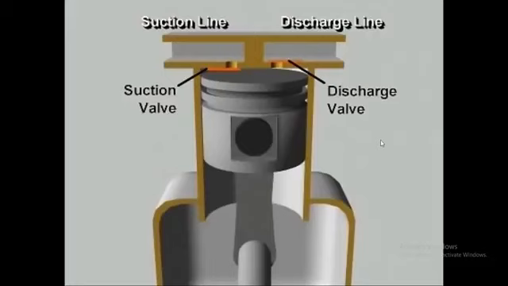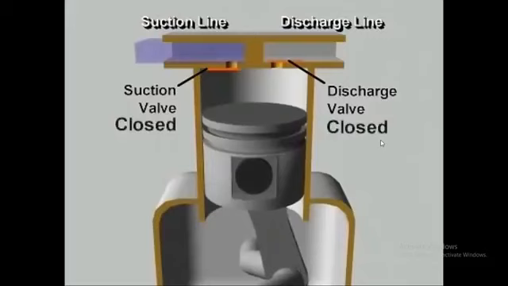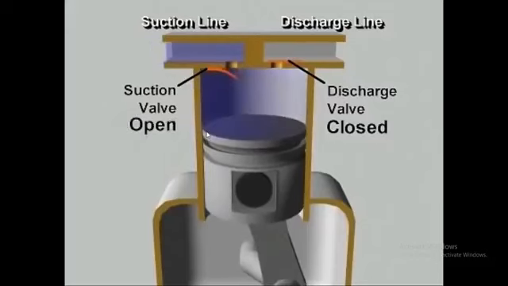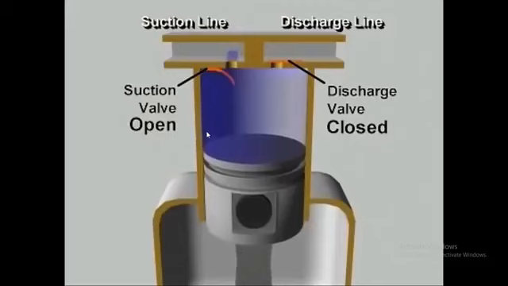Starting with the piston at the top of its stroke, or at top dead center, the piston begins to move downward as the crankshaft rotates. Because both valves are closed, the downward moving piston reduces the pressure in the cylinder. As the pressure in the cylinder falls below the low side pressure in the suction line, the pressure difference opens the suction valve, letting refrigerant vapor flow into the cylinder. The piston continues down and pulls in more vapor until the cylinder is filled with low-pressure vapor at the bottom of its stroke. Once past bottom dead center, the piston begins its upward stroke.